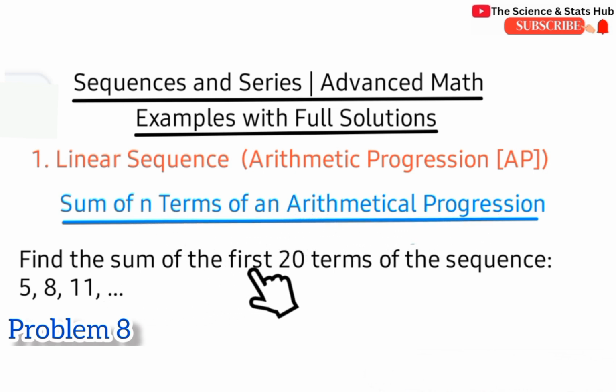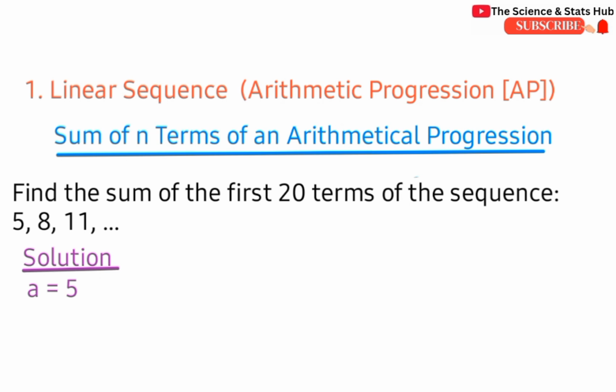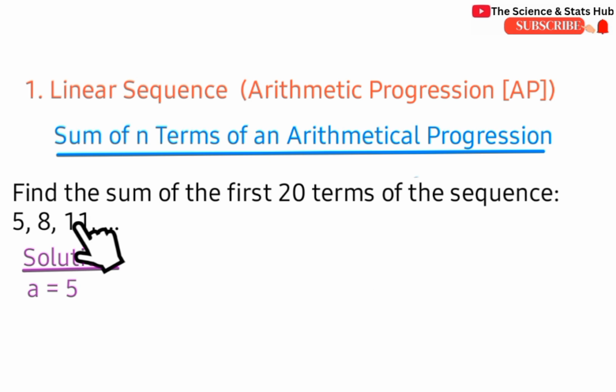Find the sum of the first 20 terms of the sequence 5, 8, 11. Looking at the sequence, we can see that the first term is 5. The common difference D can be gotten by subtracting 5 from 8 or subtracting 8 from 11. D equals 3. N is 20 because we are asked to find the first 20 terms.